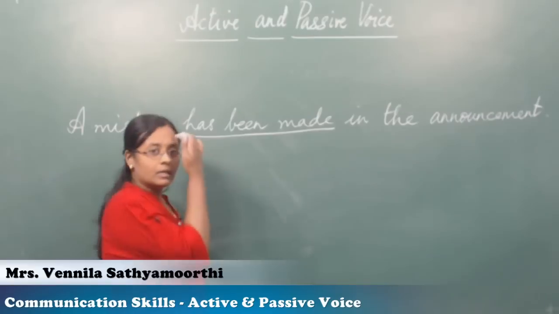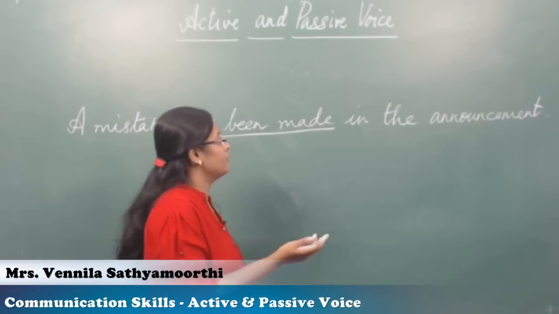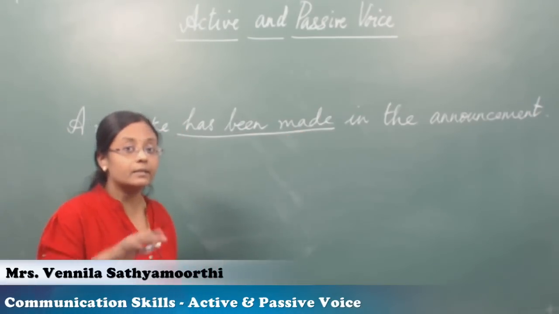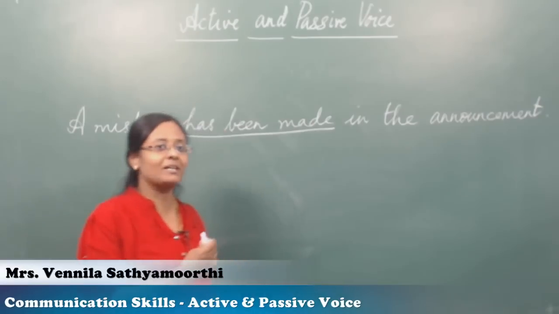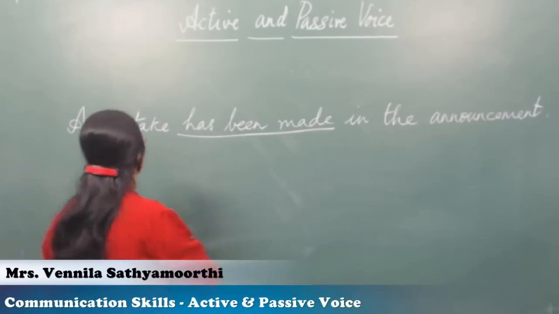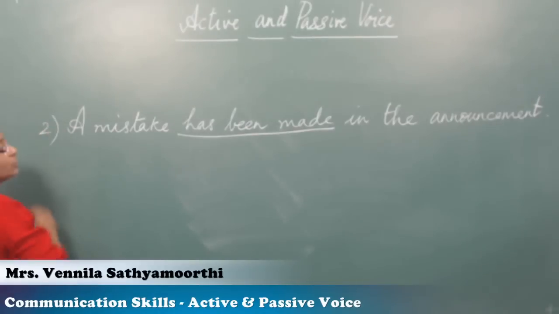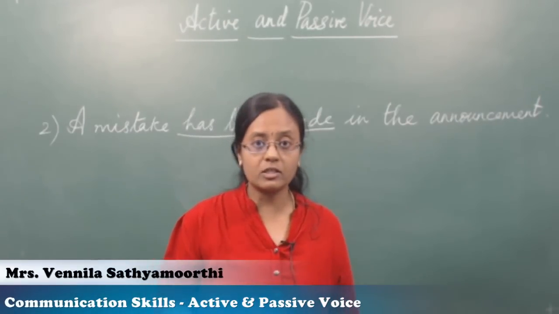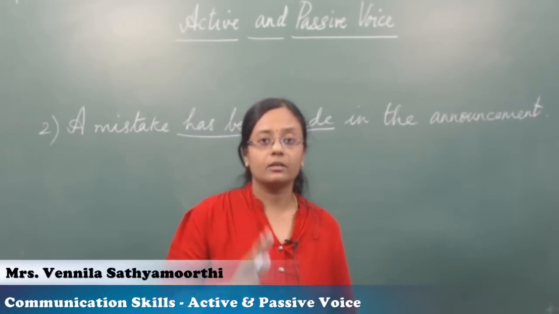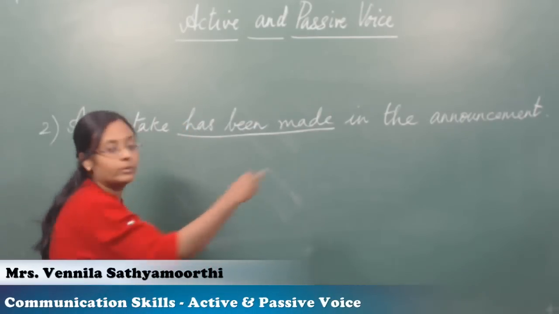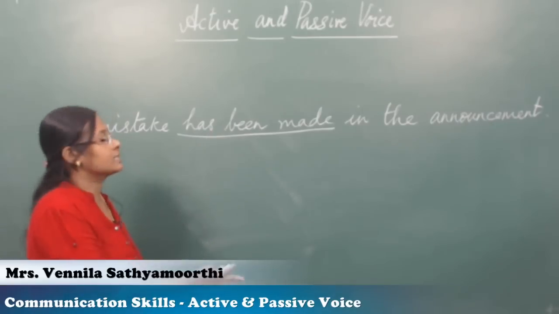Always remember, that's one clue you have, the passive voice always uses the past participle form of the verb. Somebody was saying the other day the third form, right? That is the past participle form. So the passive voice always uses the past participle. This is the example for the second use when you know the doer of the action but you don't want to mention, just to be on the safer side. You say a mistake has been made in the announcement. You don't say by whom, you just leave it unsaid.